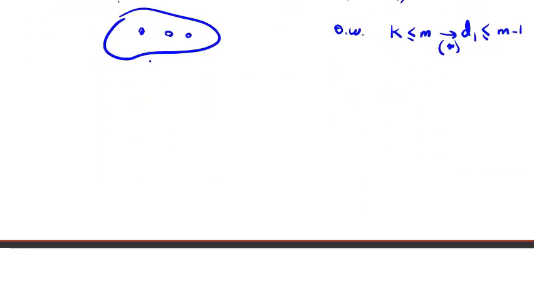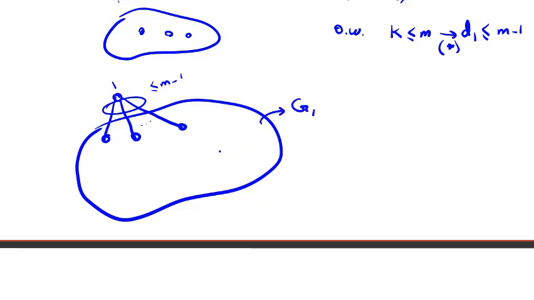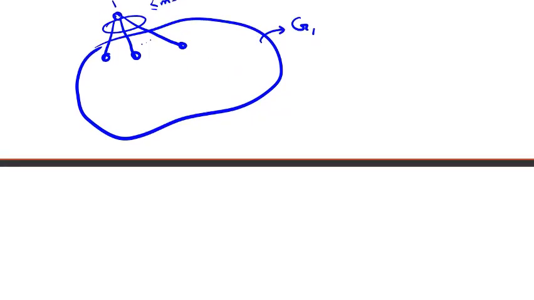So here we have vertex 1, whose degree is at most m minus 1. Here we consider this part, we say, okay, the degree is at most m minus 1. We remove vertex 1 from this graph. Now, we want to see, can we use induction? Do we have any important thing in G1 so that we can conclude?